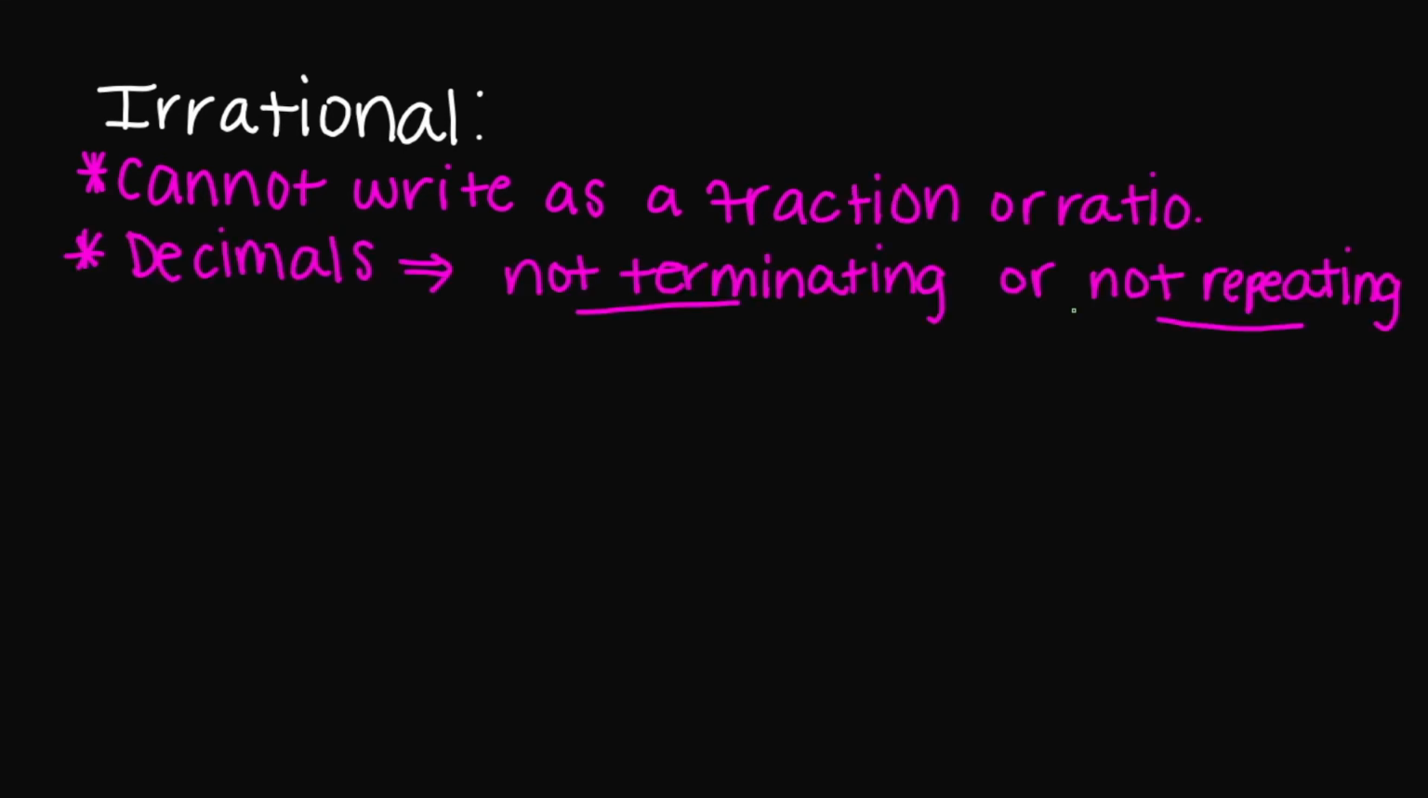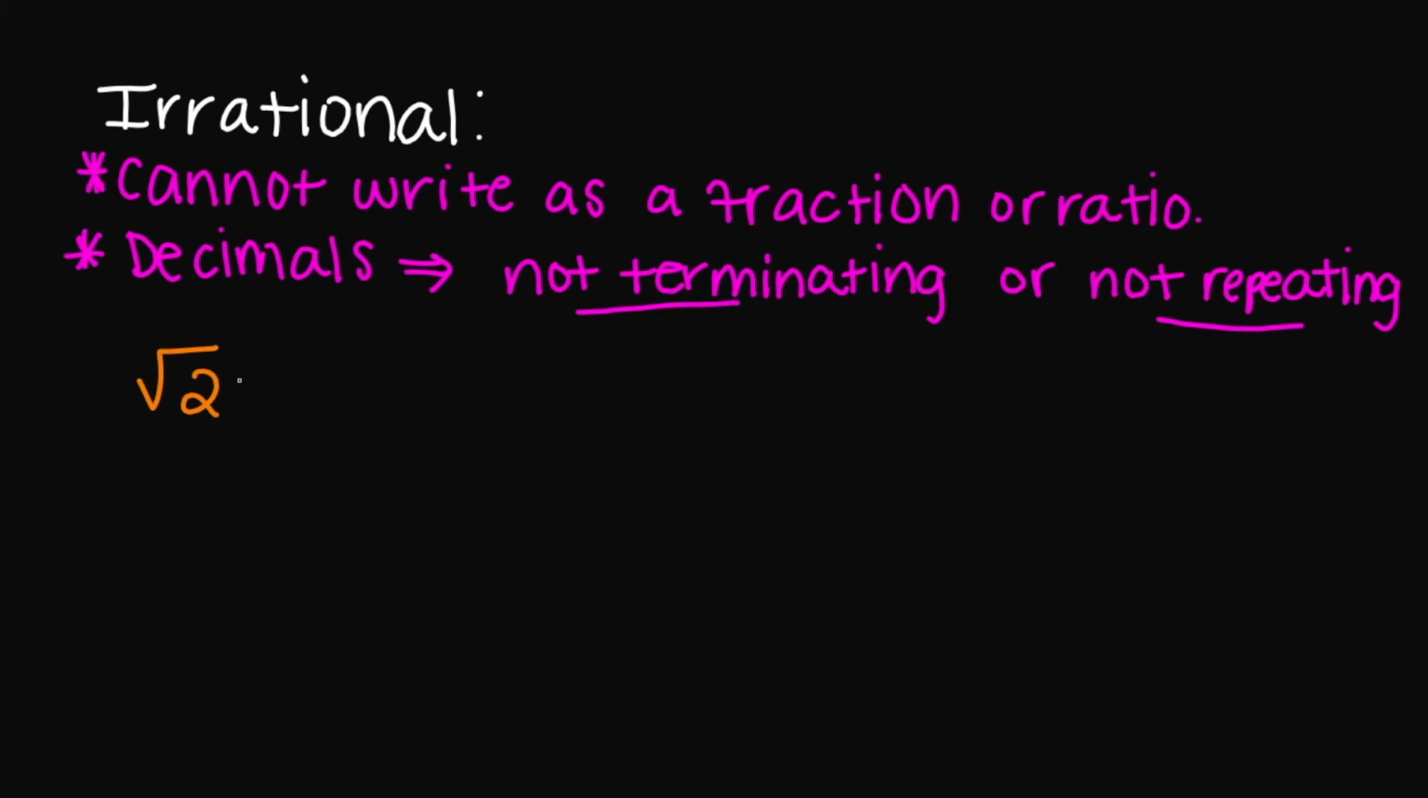So now let's look at irrational. Irrational numbers are the total opposite of rational numbers. So when we're looking at fractions, these are numbers that cannot be written as a fraction or a ratio. So we're going to write a note here. We're going to say cannot write as a fraction or ratio. So when it comes to decimals, if that decimal is not a terminating decimal or a repeating decimal, then that decimal number is irrational.